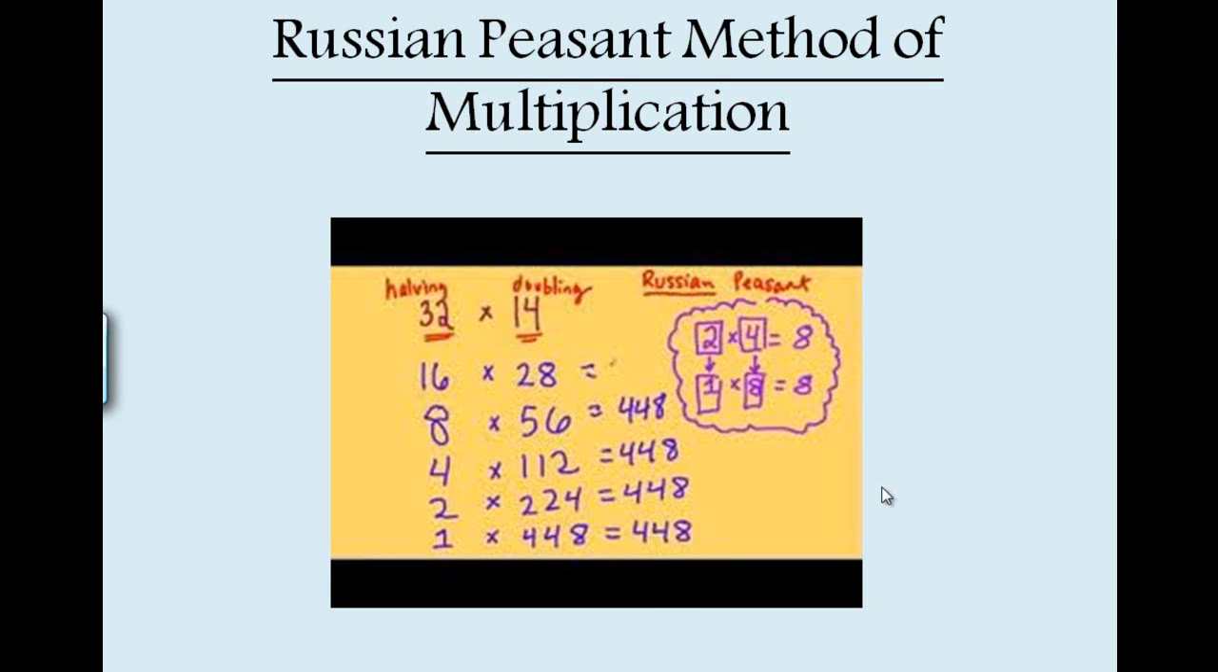Okay, now let's see the Russian Peasant method of multiplication. It's another way to do multiplication by hand. Let's do the multiplication for the numbers 15 times 37. Let's do it by hand first.